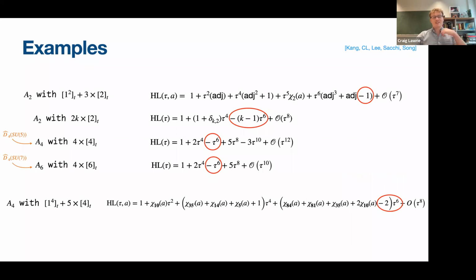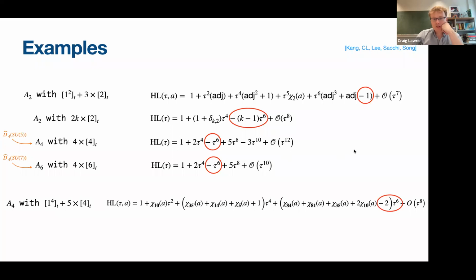So I can take the A2 theory with some other twisted punctures rather than 4 twisted null punctures, and we see a -1. I can take it with a lot of twisted null punctures, and again, we see some negative term, order tau to the 6. I can take A4 or A6 with 4 twisted null punctures. Again, you see the minus tau to the 6.